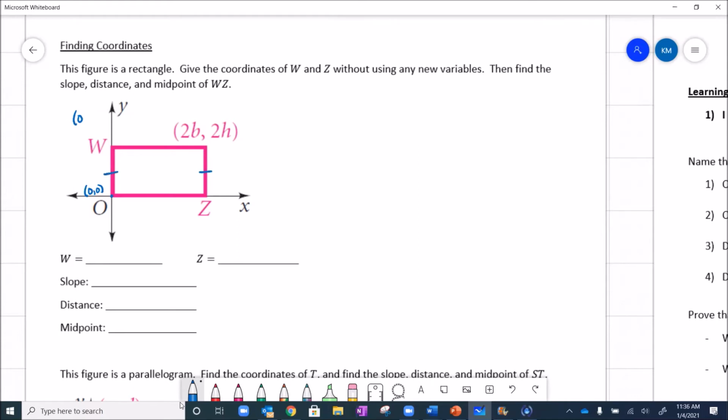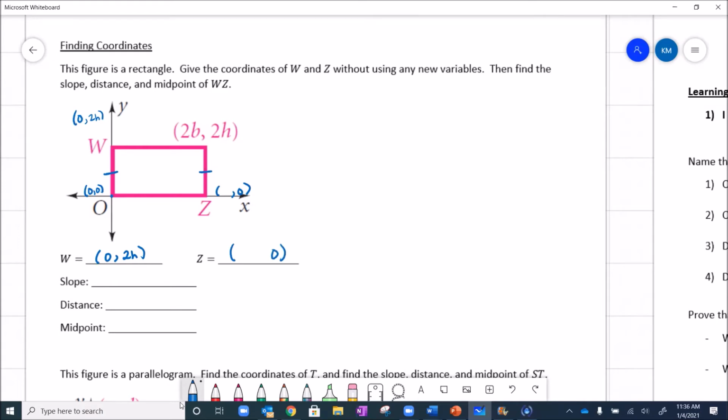In a rectangle, we know that opposite sides are congruent to each other. So since this goes up, looking at our coordinate, it goes up 2h, on the other side, it should go up 2h. Our W coordinate is 2h. Looking at Z, it's still on the x-axis. So our y coordinate for Z is 0. Hasn't gone up or down any.